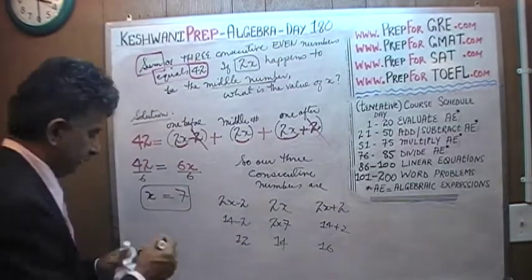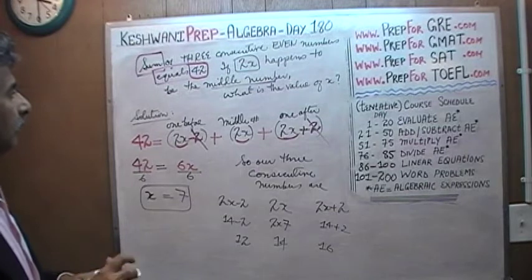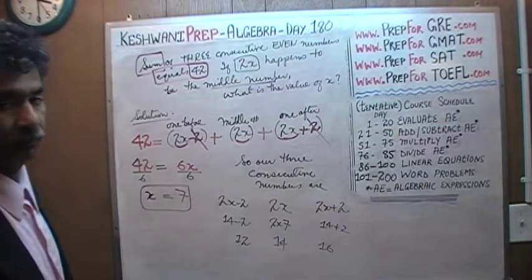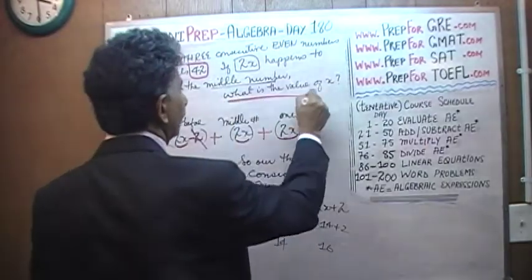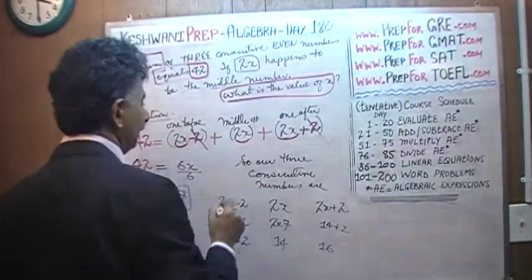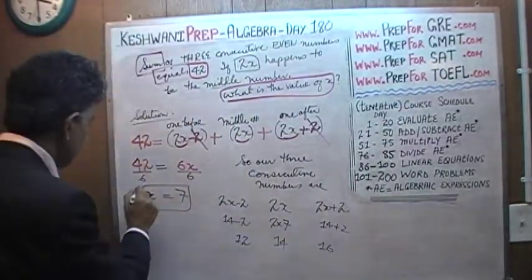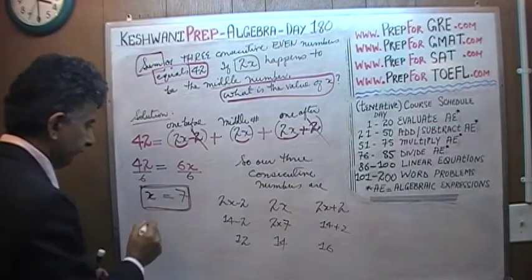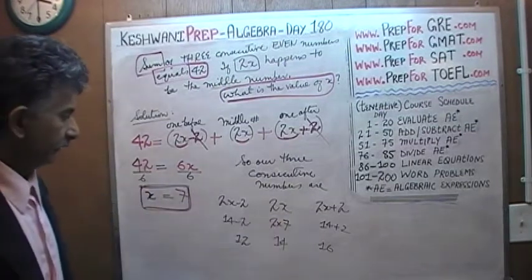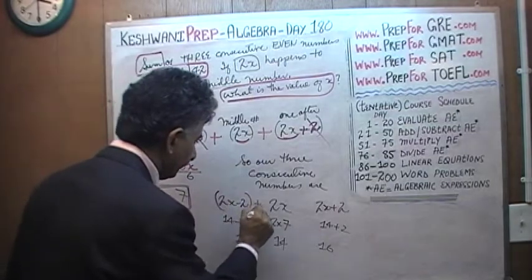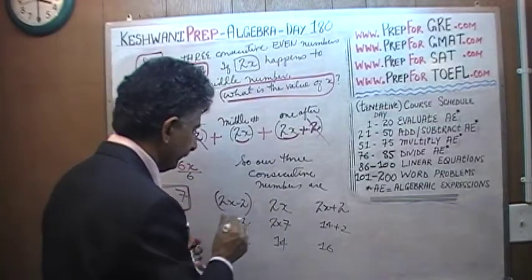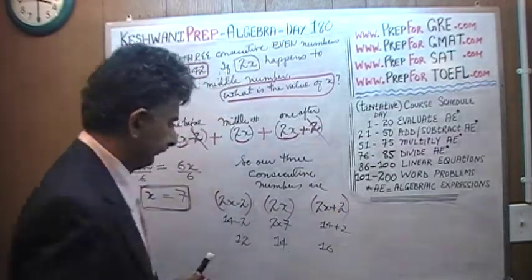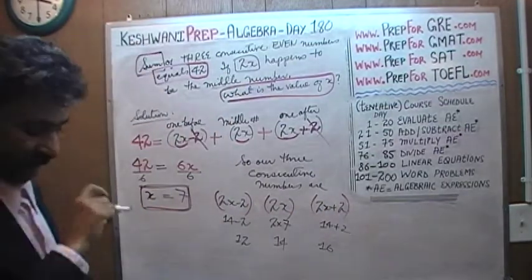So the numbers are... but that wasn't the question. The question wasn't what the numbers are. The question was, what is the value of x? Well, we did that right here. x equals 7. That's it. This was not necessary. This was superfluous. Nobody was asking us for this. The 3 numbers are these, and what's the value of x? x happens to be 7.